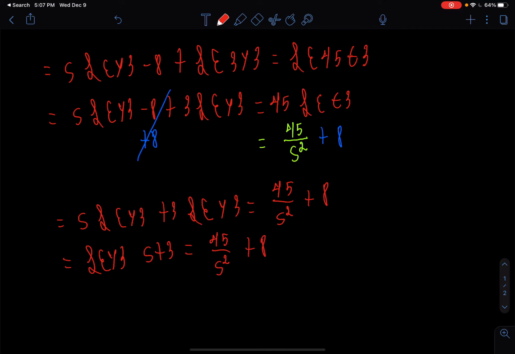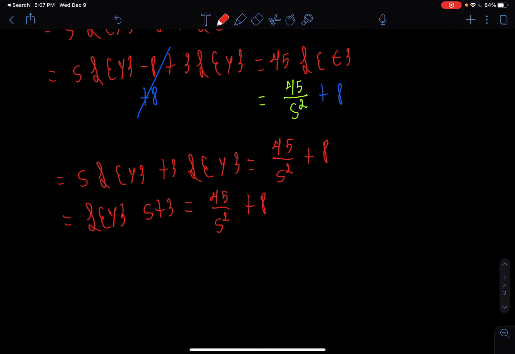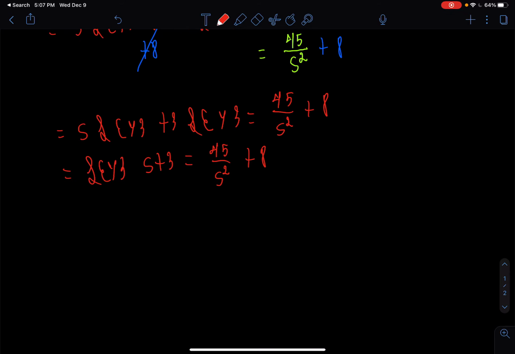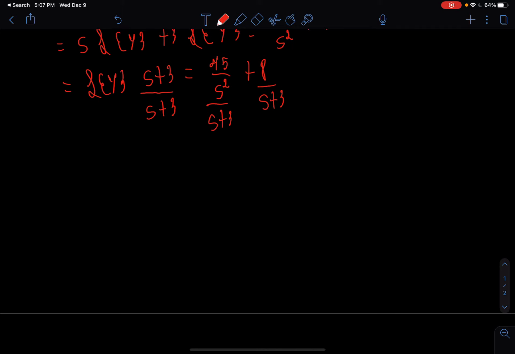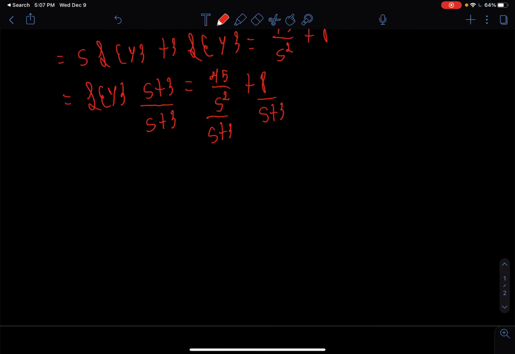plus 8. Now it's time to divide both sides by s plus 3, that way we can isolate the Laplace of y. So we'll go ahead and divide by s plus 3 on both sides. Now let's go ahead and do this.